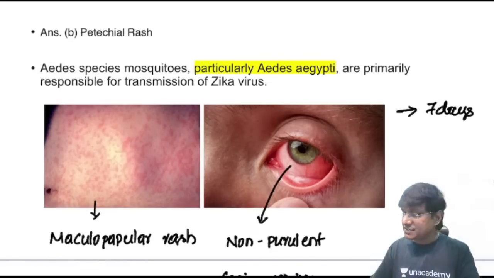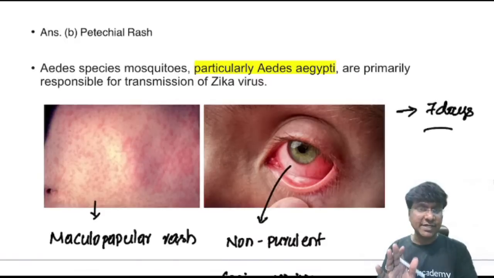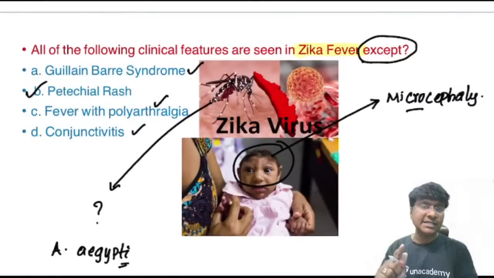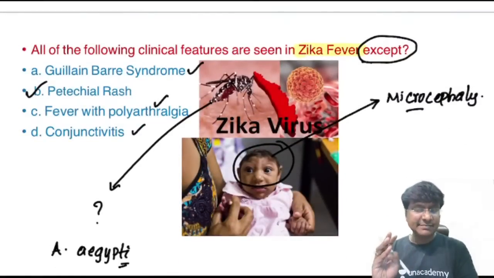And all these symptoms last for nearly 7 days. There are two neurological manifestations: one is microcephaly and the other is Guillain-Barré syndrome. And how do you do the workup of Zika? IgM antibody, which will appear 4 days after the symptom onset, and IgG antibody to Zika virus 7 days after the symptom onset. There is no specific antiviral drug, but we give only paracetamol. So this is about your Zika virus.